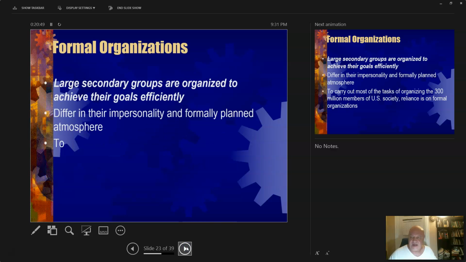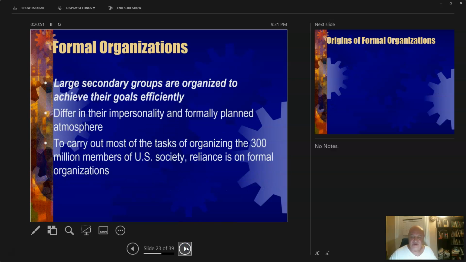Now, finally, we're going to spend a little bit of time talking about formal organizations. You're going to spend most of your work life in a formal organization. You're sitting in one now when you're in college. It's a large secondary group organized to achieve a goal efficiently, also called a bureaucracy. They're basically the same thing.